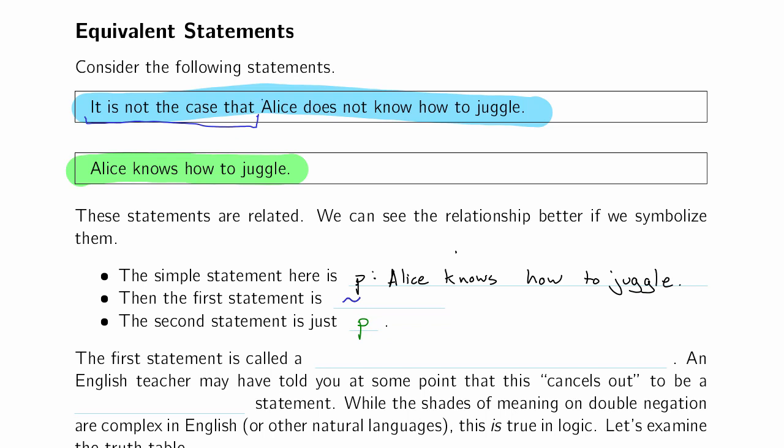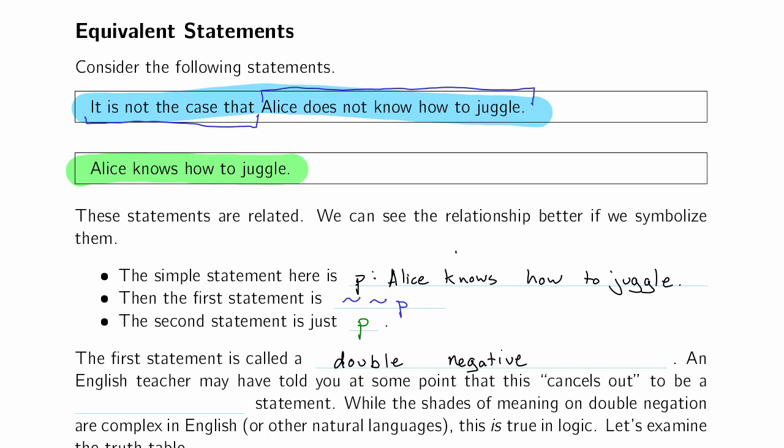What are we negating? Alice does not know how to juggle. Well, Alice does not know how to juggle is the negation of Alice does know how to juggle. So we're negating the negation of P. We could say that as not P. That first statement, where we're negating a negation, that's called, creatively enough, a double negative.